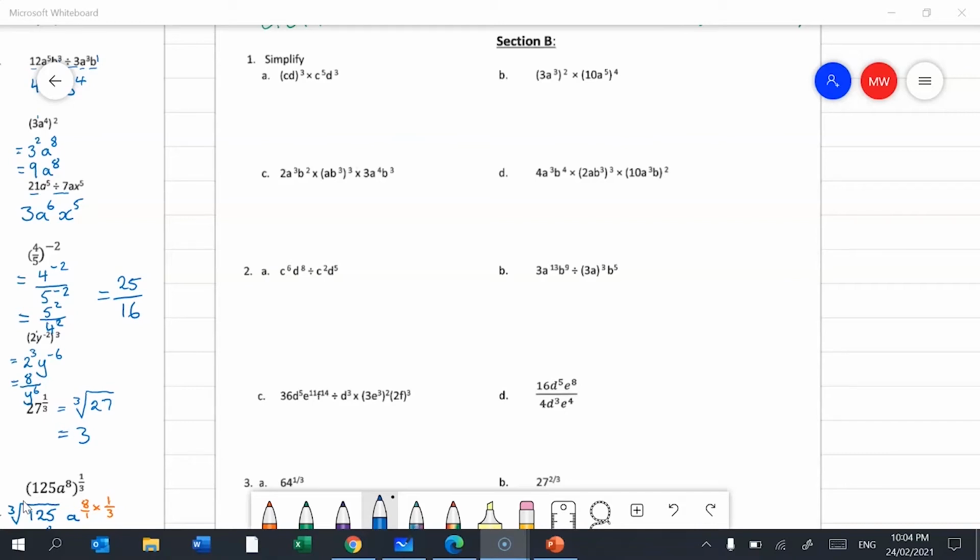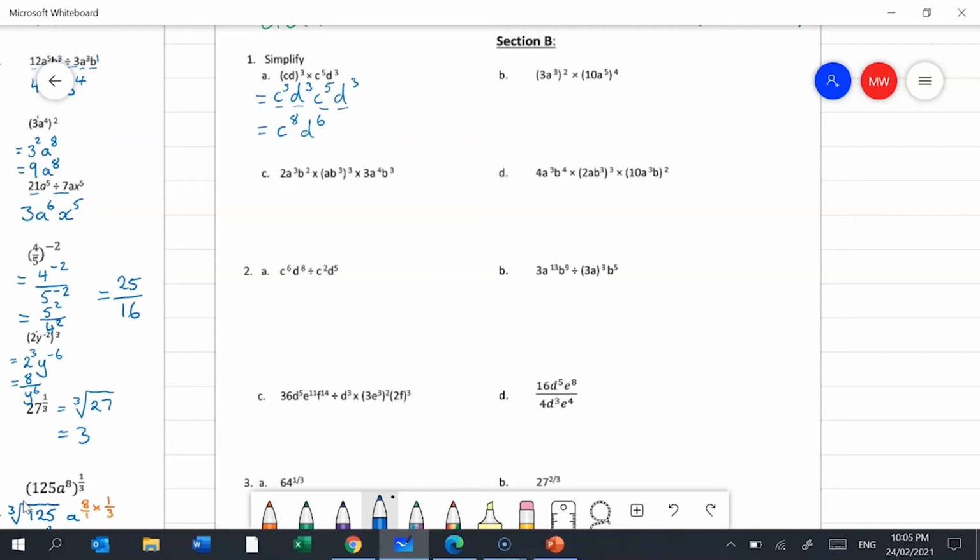We know that this little 3 here applies to everything in the brackets. So now what we've got is c to the 3, d to the 3, c to the 5, d to the 3. And I'm not bothering to put in any times because we know they're all in a row, so they're all being multiplied. Now all I need to do is go through and look at all the c's. I've got this one here that's a 3, this one here that's a 5, so I've got c to the 8, and I've got d to the 3, d to the 3, so I've got d to the 6. I'm just adding the indices together.